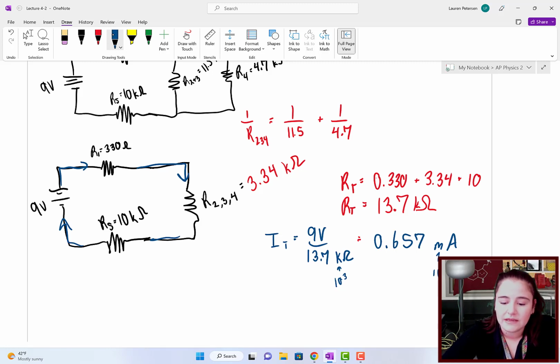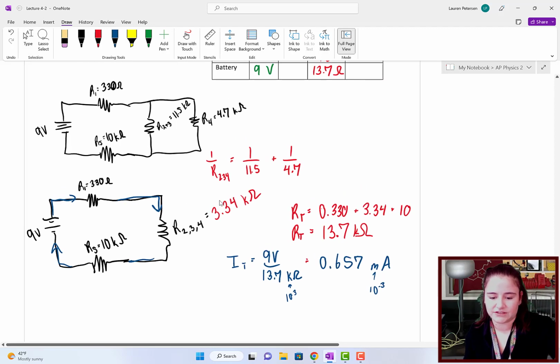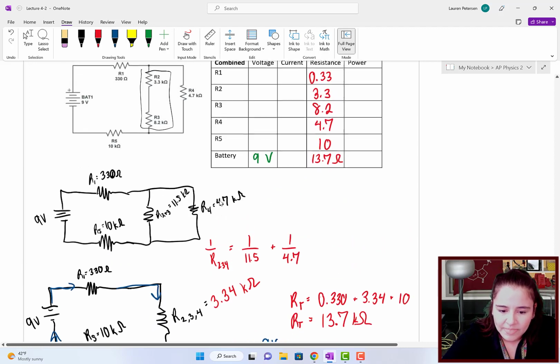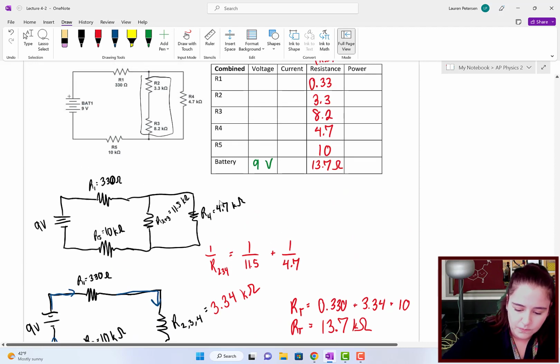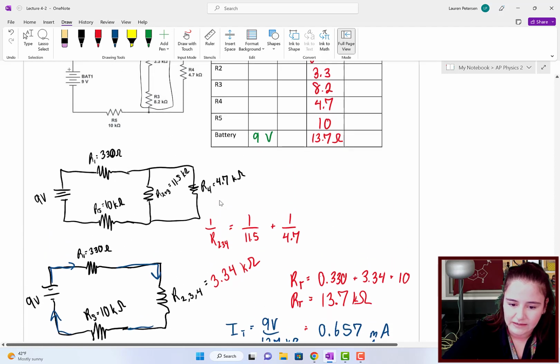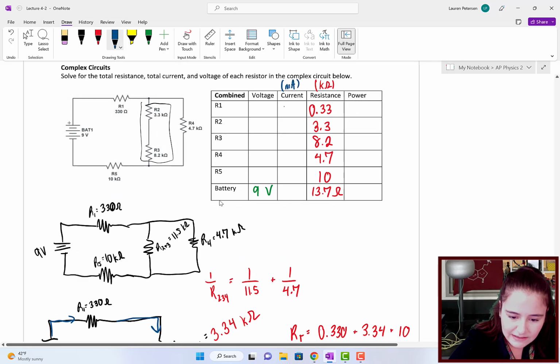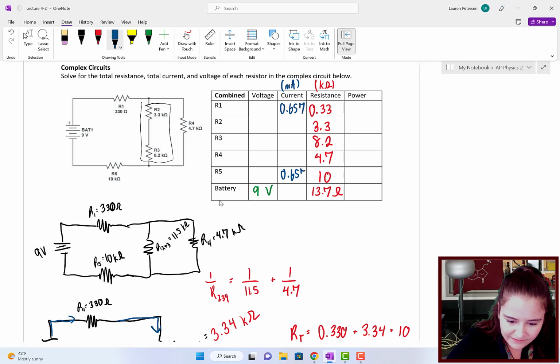So that will be the current passing through R1, R234, which isn't one of our resistors, and R5, but definitely R1 and R5. So we can add that to our chart. So through R1, 0.657 milliamps. Again, I'm doing the current in milliamps. 0.657 through R1 and 0.657 through R5.